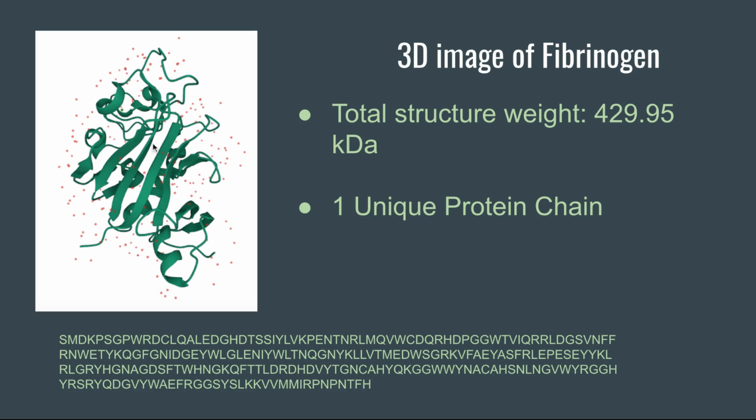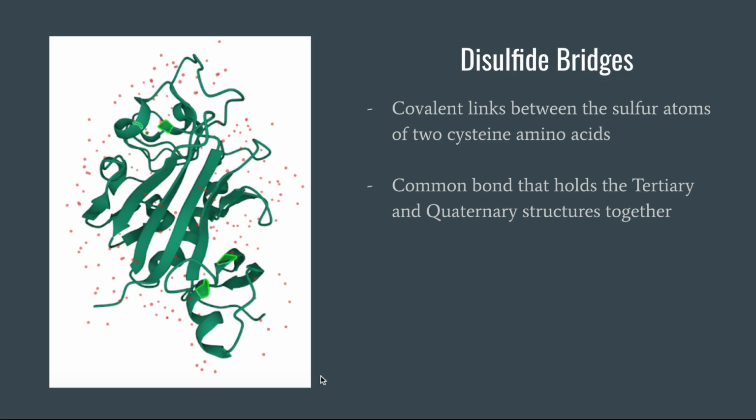This is the 3D structure of fibrinogen. Its total structure weight is 429.95 kilodaltons, and it has one unique protein chain. Down here is the sequence for the protein. This slide shows the disulfide bridges. That is these highlighted segments right here on the protein.